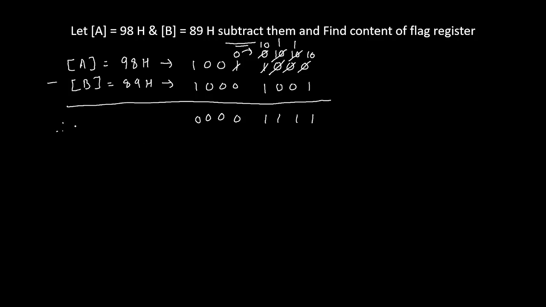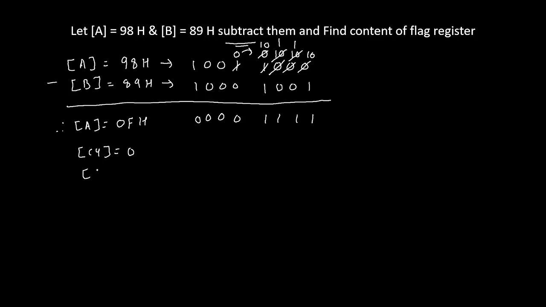So therefore, after execution, content of accumulator has become 0FH. So 4 times 1 is F of hexadecimal. So answer became 0FH. Now we will decide various flag. So we will start with carry flag. Now over here, from last bit, from 9 bit, we have not taken borrow. Okay, that's why our CY flag will remain 0.